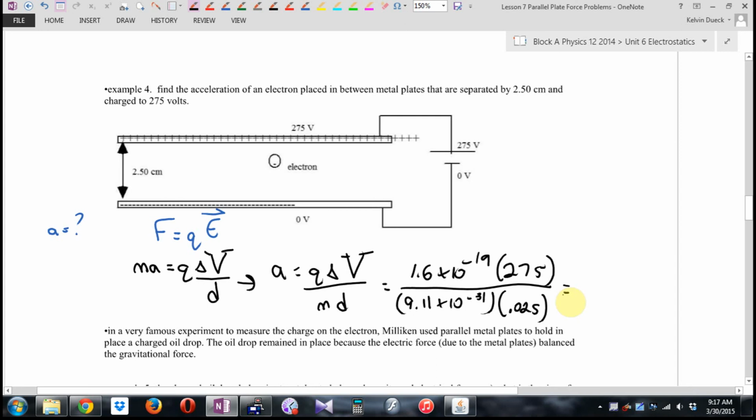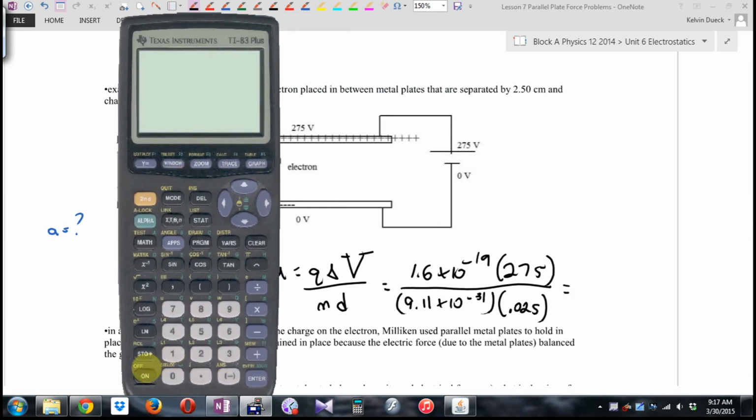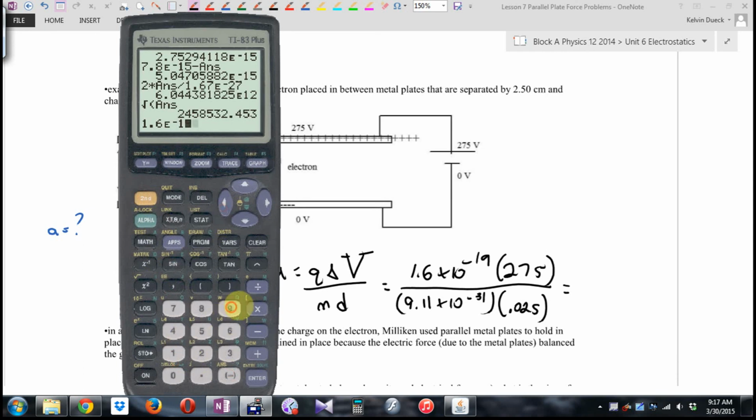You're going to get a huge acceleration, like really big. Well, you don't notice it when electrons move. Your eyes can't follow it, so it should be a fairly big acceleration. Not instant, but close. You get 1.93 times 10 to the 15th meters per second squared.